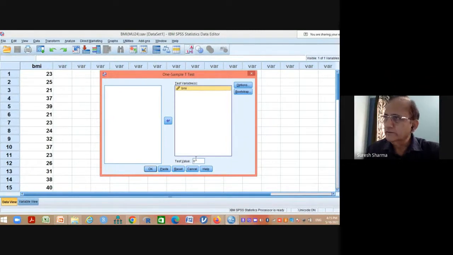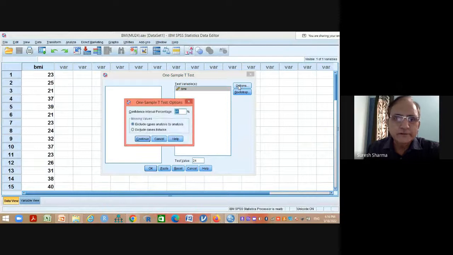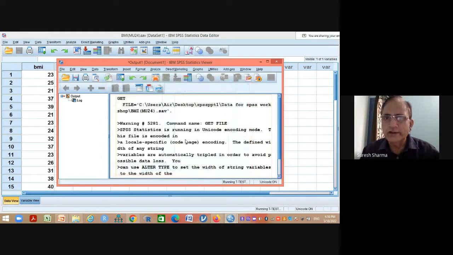Then it is asking test value. Test value is that value which you have put under H naught. That's why under H naught there is always an equal to sign. So your H naught is mu is equal to 24, so I'll put the 24 value here. That is what I want to check. And in options, it will give you some kind of confidence intervals, nothing else. So this is one sample t-test. Press OK and you get the result.